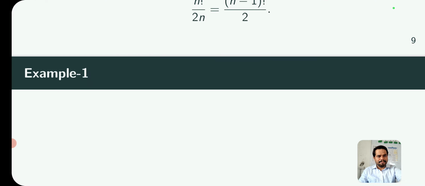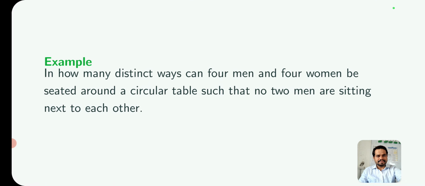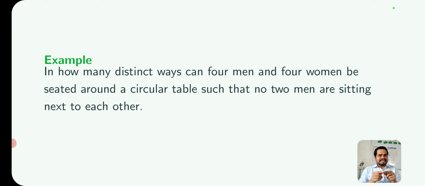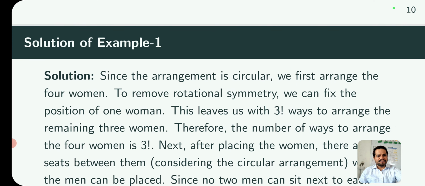So let us see example 1. In how many distinct ways can 4 men and 4 women be seated around a circular table such that no 2 men are sitting next to each other? I repeat again, we have to find the total number of circular permutations with distinct ways. The 4 men and 4 women have to sit around the circular table, and the condition is no 2 men are sitting next to each other. So see how we can solve this one.